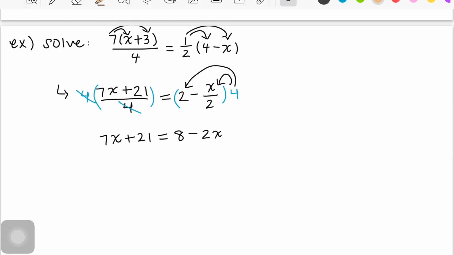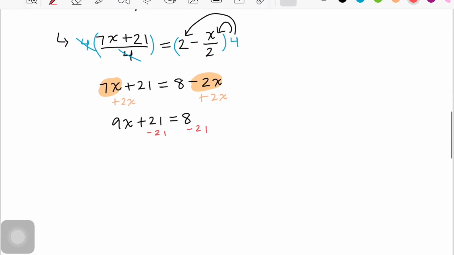What we'll want to do is combine all of our like terms. So I will add 2x on both sides, so our x's are together. But then we'll get 7x plus 2x, so that'll be 9x. And then we still have our 21, and that'll be all equal to 8. Then we'll take away 21 from both sides, because remember we are still trying to solve for x. So we'll get 9x is equal to 8 minus 21, so that'll be negative 13. And then solving for x completely, we'll divide by 9 on both sides, and so we get x is equal to negative 13 over 9.